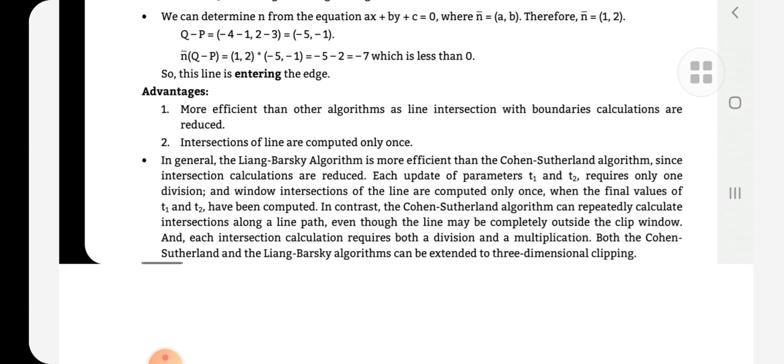In contrast, the Cohen-Sutherland algorithm can repeatedly calculate intersections along a line path, even though the line may be completely outside the clip window. And each intersection calculation requires both divisions and multiplications. Both the Cohen-Sutherland and Liang-Barsky algorithms can be extended to three-dimensional clipping.